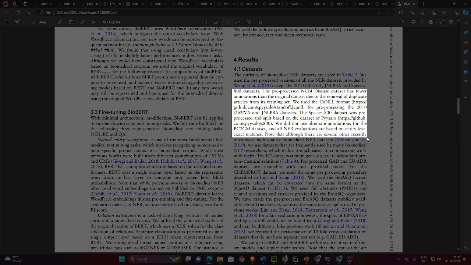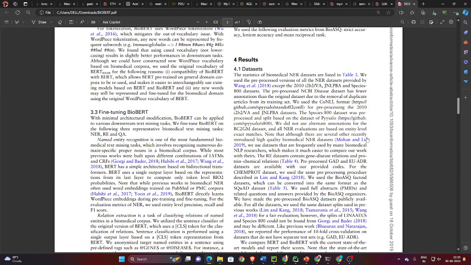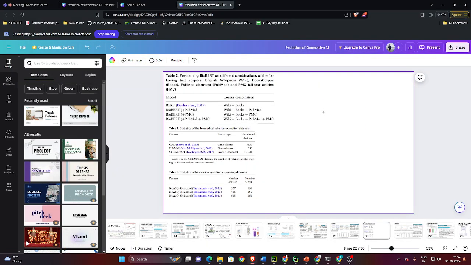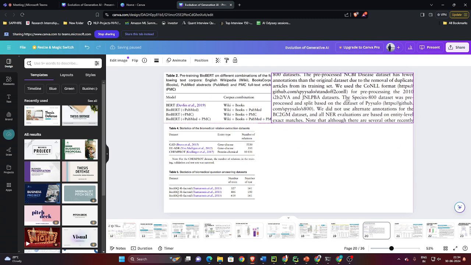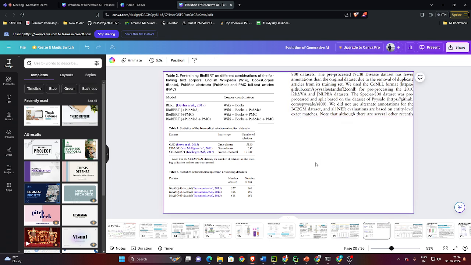So what is the full form of GAD? Gene and Disease Association, maybe gene and disease. So there are just 5,300 gene disease relations, and there are 355 only in EU-ADR. Protein and chemical are different, but where is this gene disease data coming from and how has it been computed?